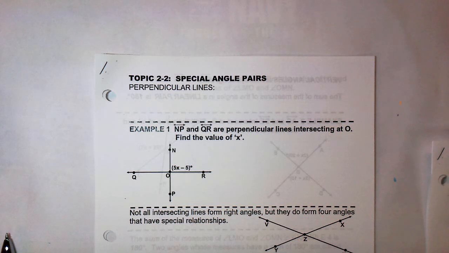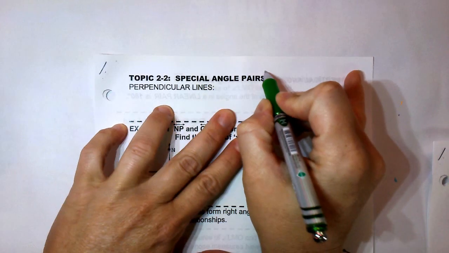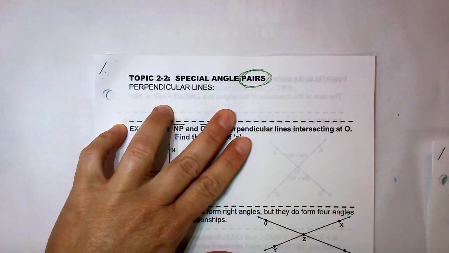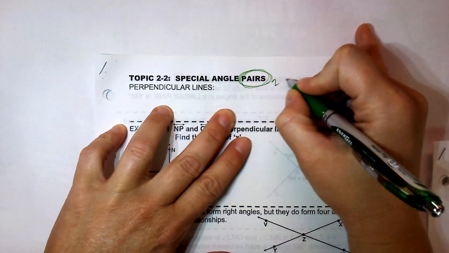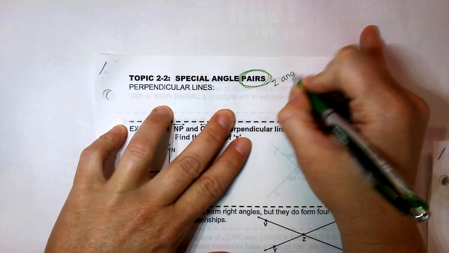Okay, here we go. Special angle pairs today. So we're still on angles and angle pairs. So a pair means how many angles? 2. All right. So we are looking at 2 angles and their special properties today.